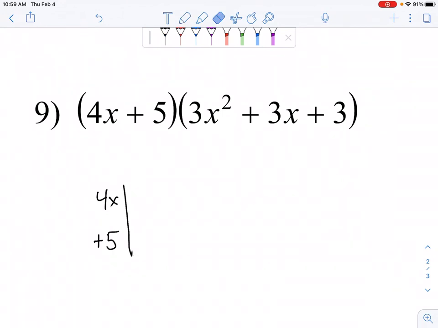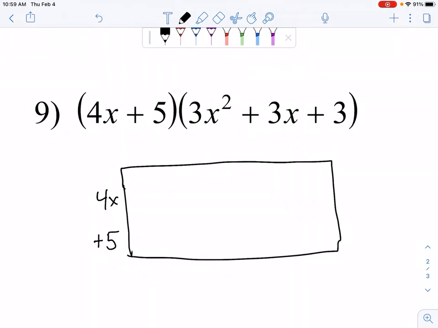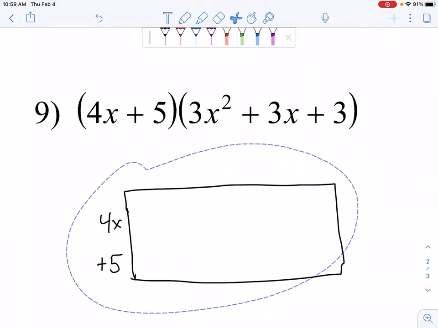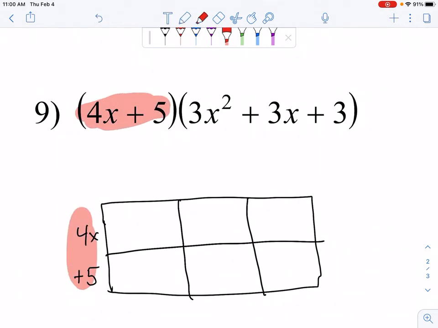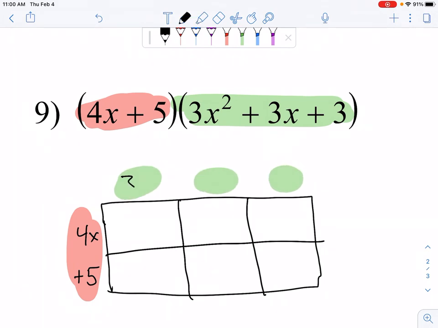And I'm actually going to make my box a little bit bigger so that there's lots of room for me to write numbers and stuff inside of it. So the box is nice because it organizes everything, but you do have to make sure you draw a good size box for these. So 4x plus 5 I wrote down on the side, and then all 3 of these are going to get written here. So 3x squared, positive 3x, and positive 3.